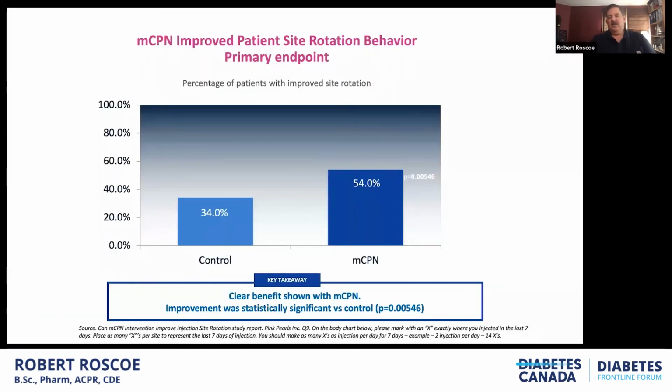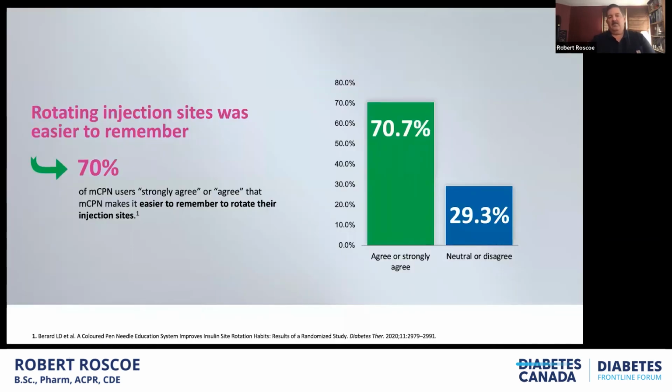The results were statistically significant: just by using the tool alone, without further education or counseling, we had almost a 20% increase in improved site rotation. So 54% on the site rotation with the colored pen needle tips. Patients resonated with them: when they chose a different color, they would choose a different site to do their injection.